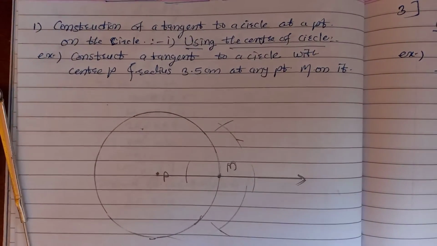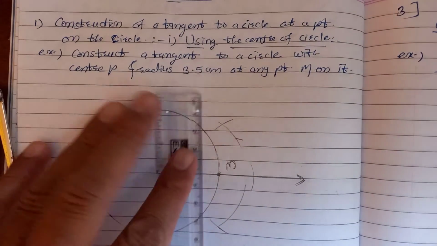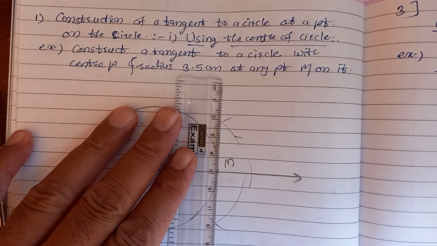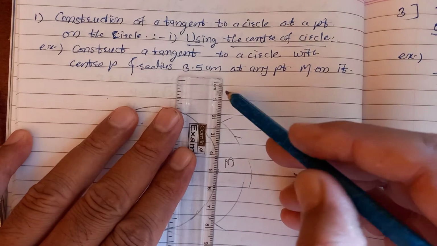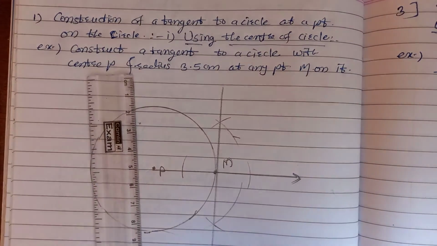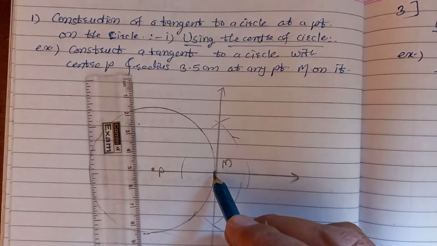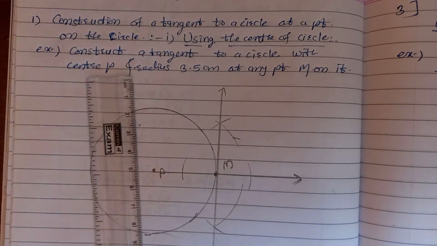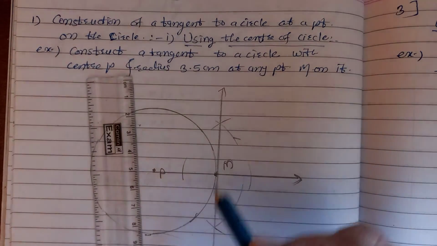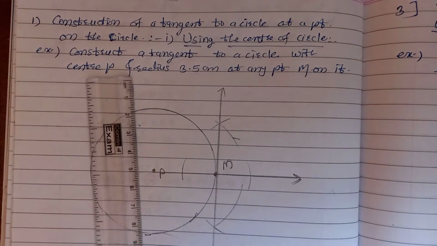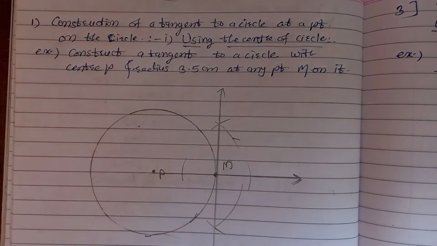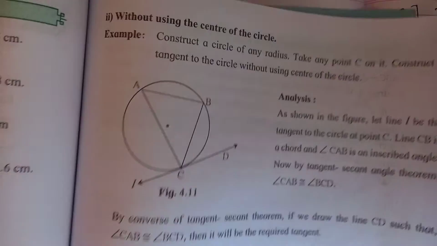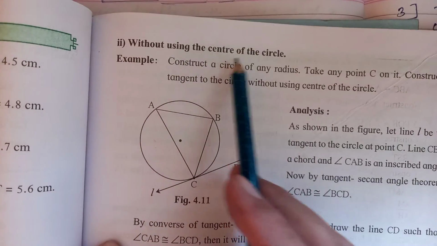Remove this, and using the scale draw one line passing exactly through the intersecting points of these two arcs like this. You can see this touches the circle in one point, that is M, exactly touching at point M. So this is the tangent to the circle using the center. This is the first construction you have studied. The next construction you have to study is without using center.